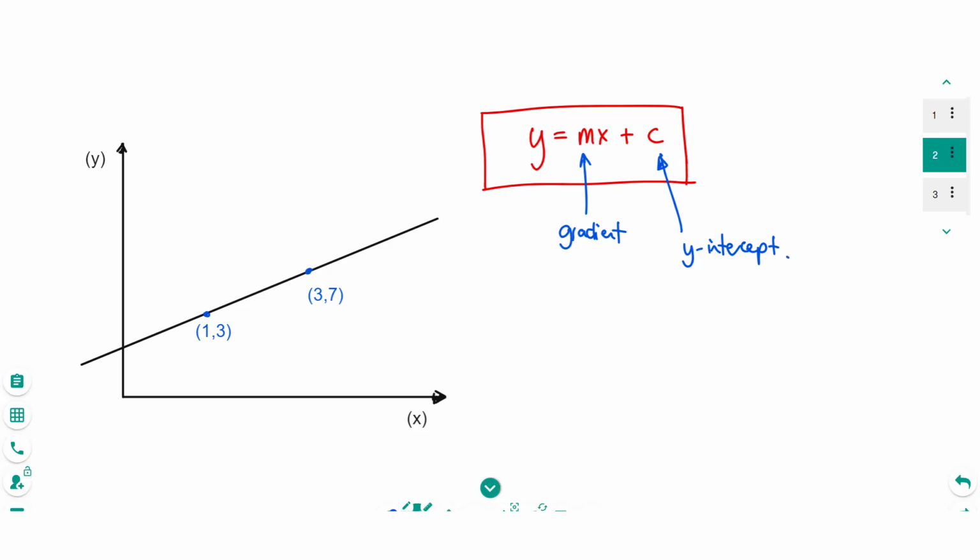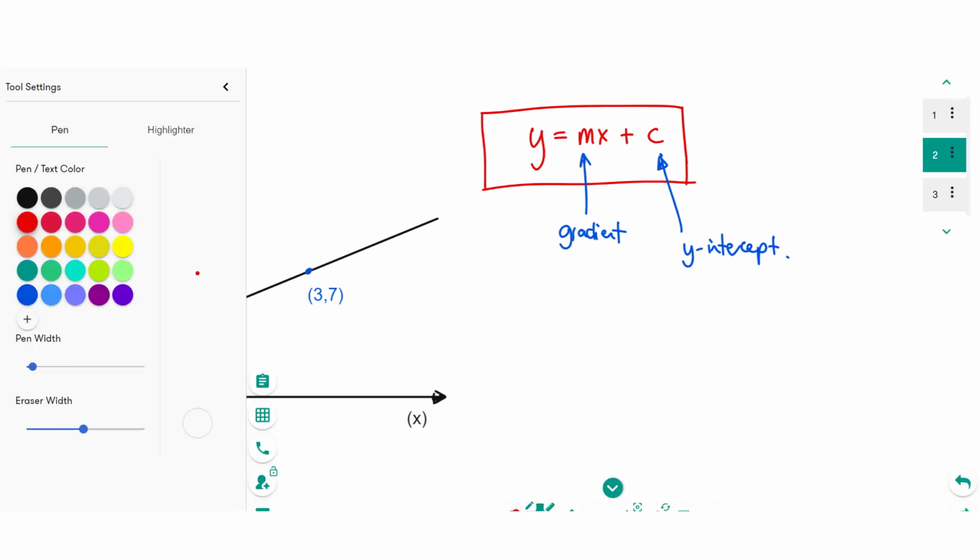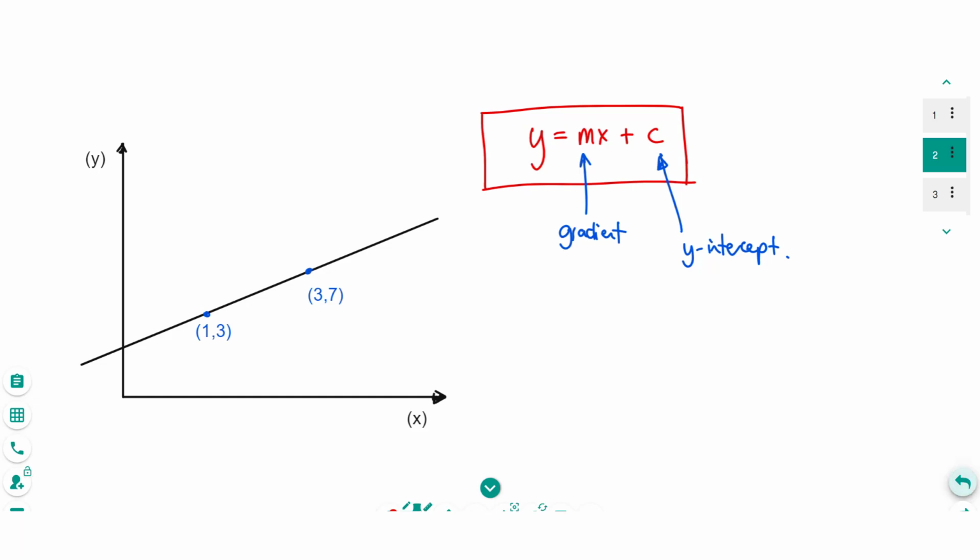Okay, so in order for us to solve this, we first have to work out the gradient. And the gradient is equal to y2 minus y1 over x2 minus x1. And this is basically just the difference between the y values and the x values on the line between 2 points. So if we call this point here x2, y2, the highest point, and this x1, y1, then we could plug this into this formula.